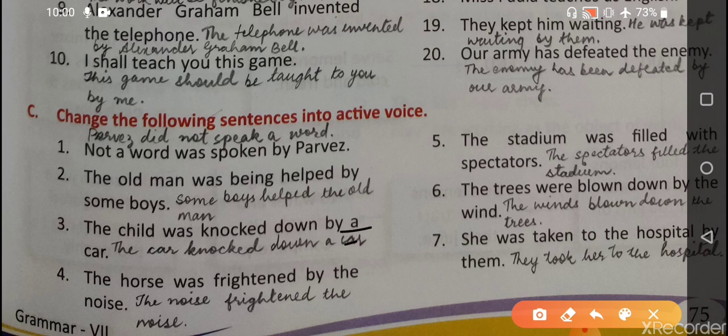I'm so sorry. The horse was frightened by the noise. The noise frightened the horse. I don't know what is wrong with me. I'm so sorry for doing this.